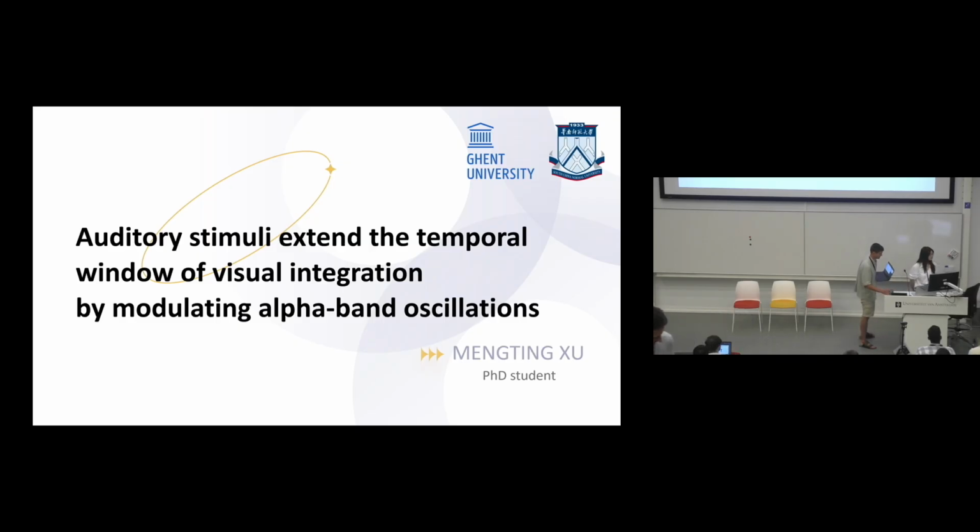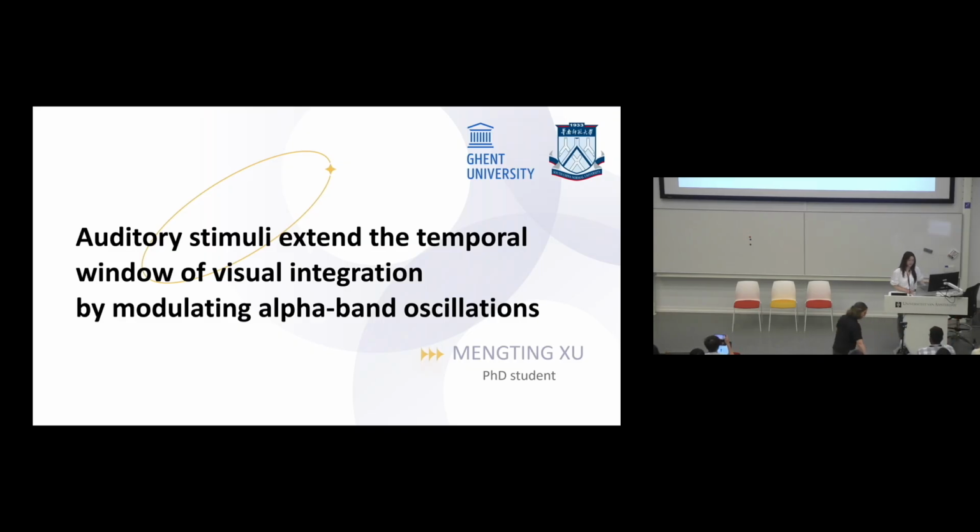Okay, and we'll need to hold all other questions for the poster session tomorrow. So the last talk of the session is going to be by Mengting Xu, who's going to be talking about auditory stimuli extend the temporal window of visual integration by modulating alpha band oscillation.